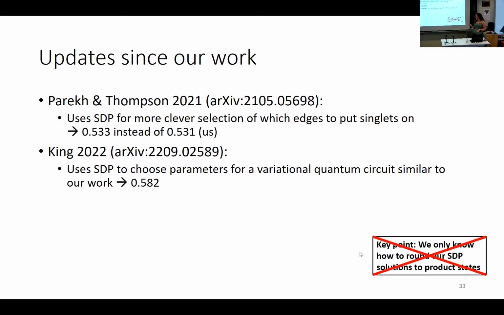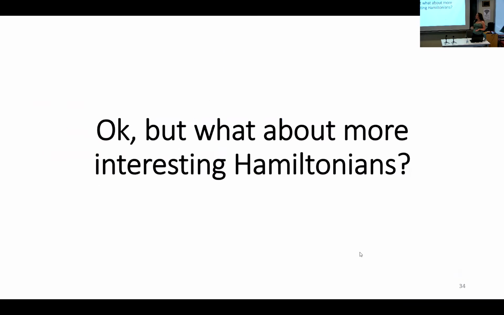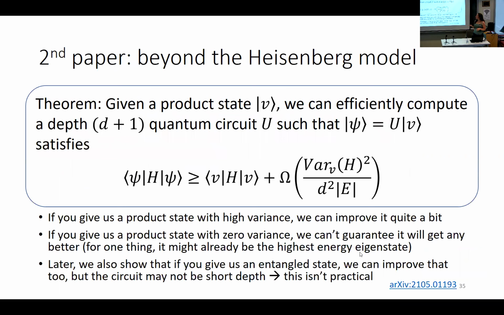So since this work, I've actually taken this in a different direction, which is talking about not just the Heisenberg model, but 2-local Hamiltonians in general. I'm going to go really quickly through this part because we don't have a lot of time for it. It's the same idea as the previous work, but a little bit more technical. If you really want to get into the details, unfortunately, you have to read the paper. I know everyone hates when people say that, but I think that's the only way to really get it.